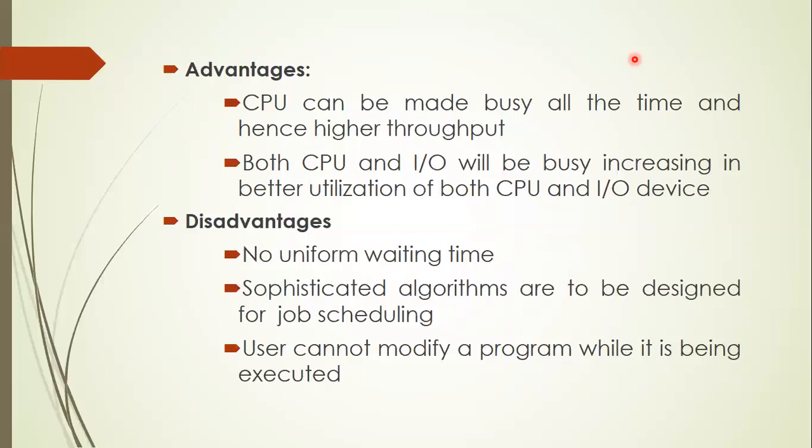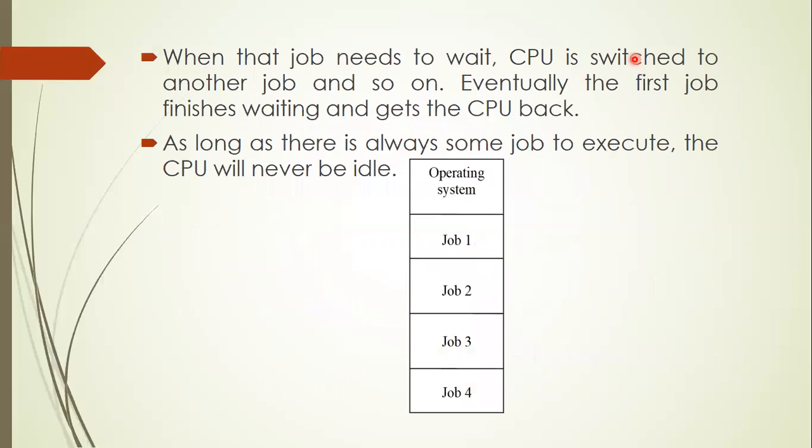The main problem with a multi-programming system is that the waiting time is not uniform. The meaning is, consider these 4 jobs. Assume that job 1 requires 100 seconds of CPU time to completely execute. Job 2 needs 200 seconds. Job 3 requires 200 seconds. And job 4 needs 20 seconds. Assume all the 4 jobs are there in the main memory. The CPU time requirement is 100 for job 1, 200 for job 2, 200 for job 3, and 20 for job 4.